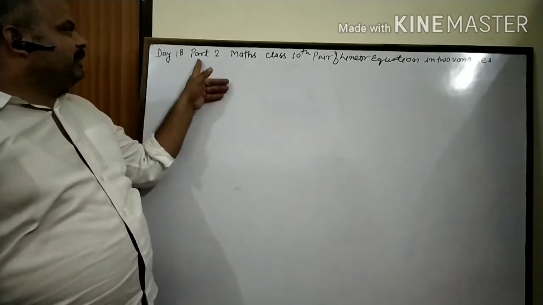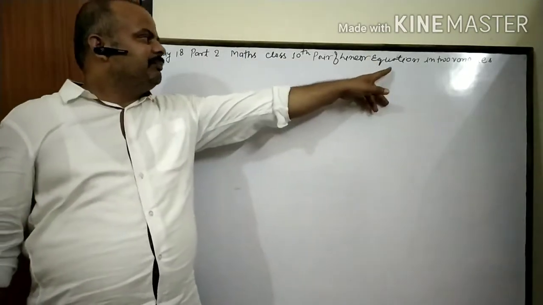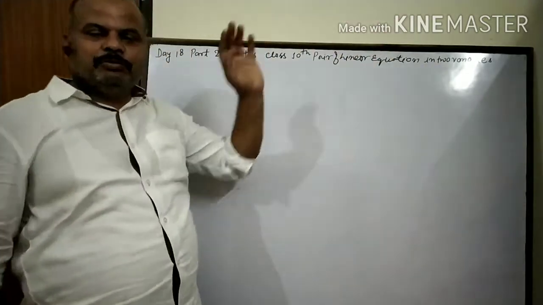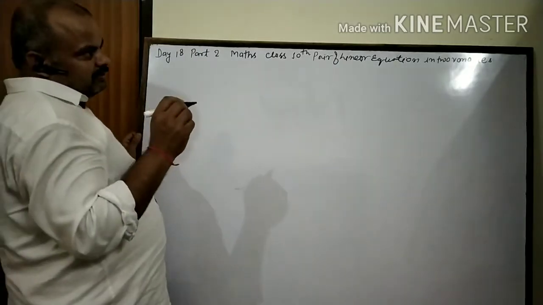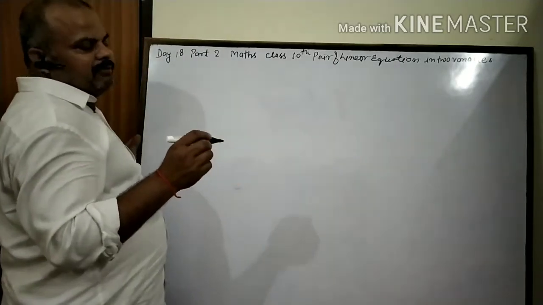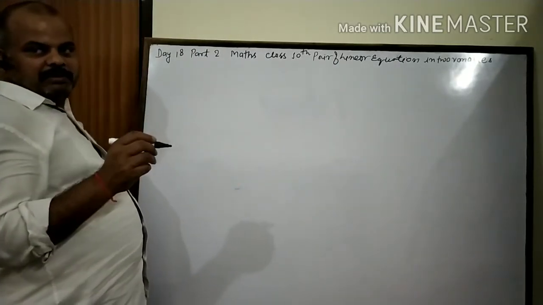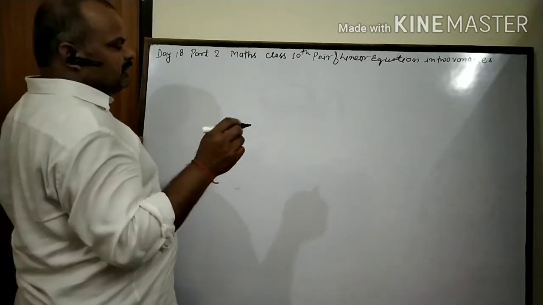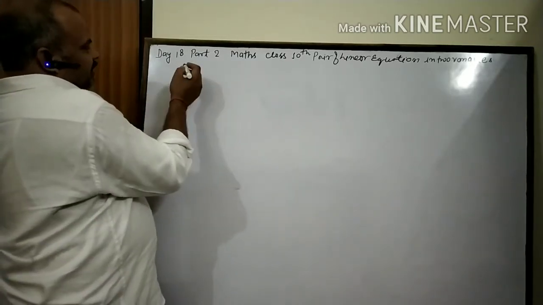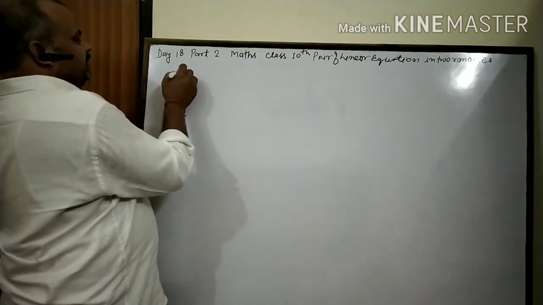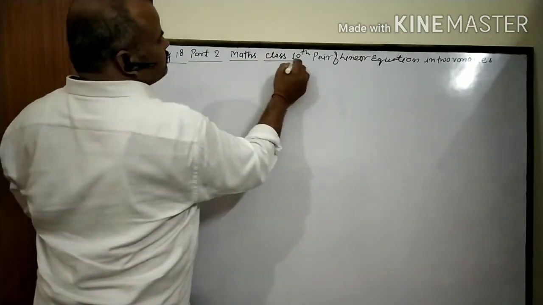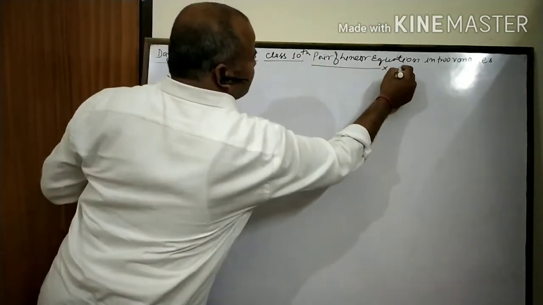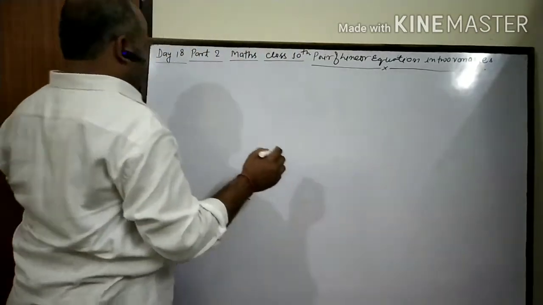Today is day 18 part 2, class 10, pair of linear equations in two variables. We can solve a pair of linear equations in two variables either algebraically or graphically. Then in the algebraic method, day 18 part 2, pair of linear equations in two variables.